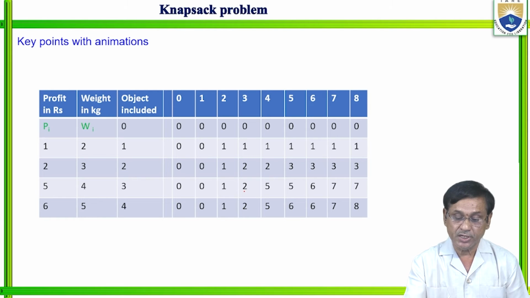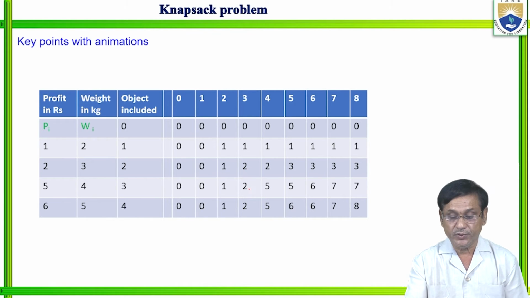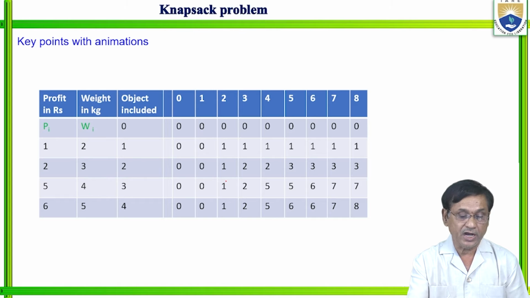Now again check. This 2 is there in the previous row, again this 2 is there in the third row. That means this profit 2 is not corresponding to object 3. So this 2 may be the profit corresponding to the second object. Now check whether 2 is there in the second row. There is no 2 in the second row, which indicates that this profit corresponds to object 2 only. So object 2 is included.